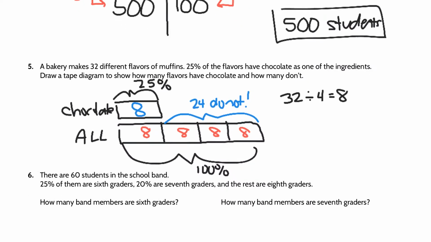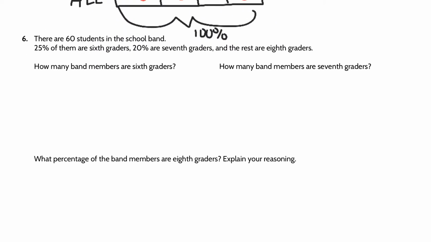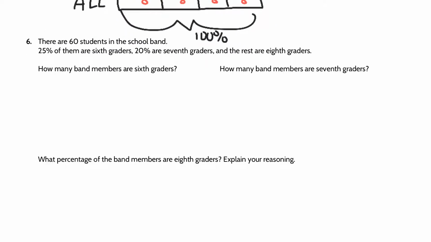Continuing on to number 6, there are 60 students in the school band. 25% of them are 6th graders, 20% are 7th graders, and the rest are 8th graders. How many band members are 6th graders? Hey, let's do our table again. I like tables. If we look at students and we look at percent, we know there's 60 students.